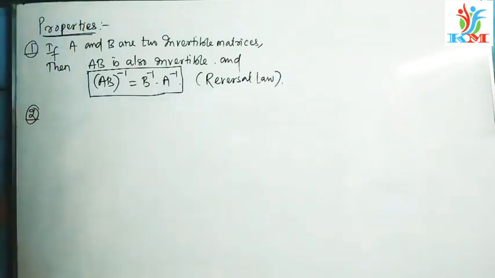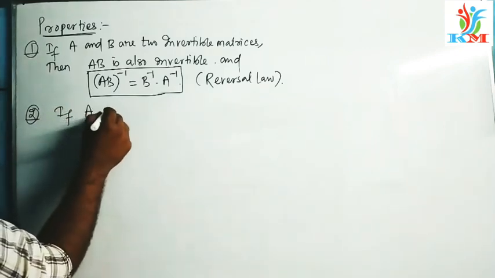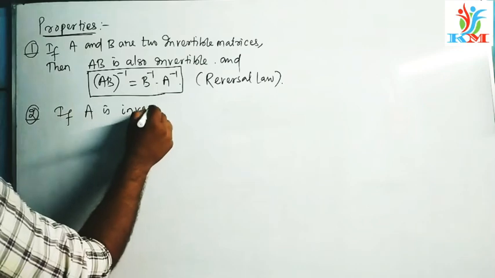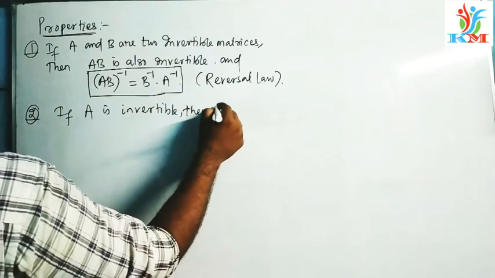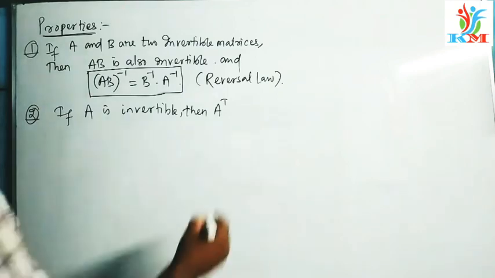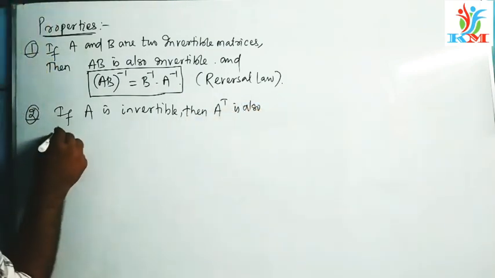Second property is, if A is invertible, then the transpose of A, that means A transpose, is also invertible.